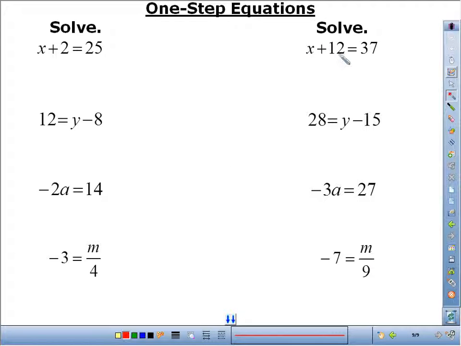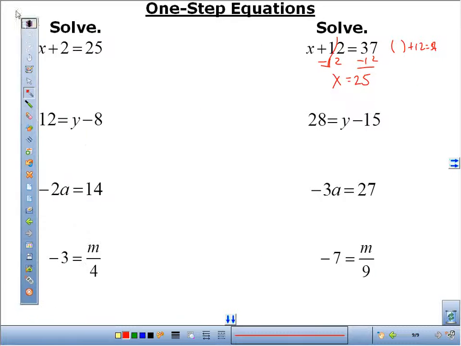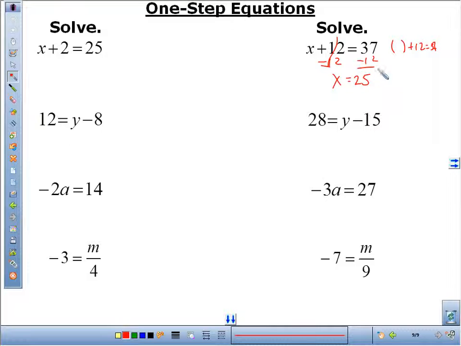Okay. This one, x plus 12. What is the inverse of plus 12? Minus 12, minus 12, subtract. x equals 25. Answer, you got that? Okay. And to check it, we open parentheses, plus 12 equals 37. So therefore, we substitute 25 in there. 25 plus 12, that's 37. Is 37 equal to 37? Yes.